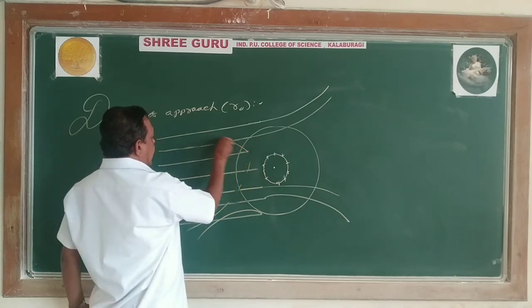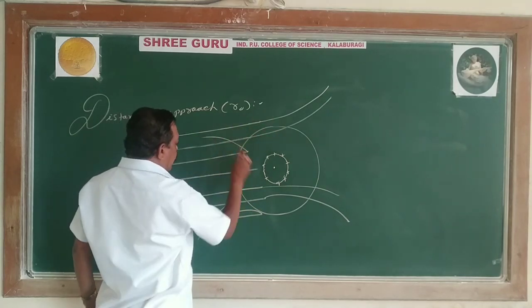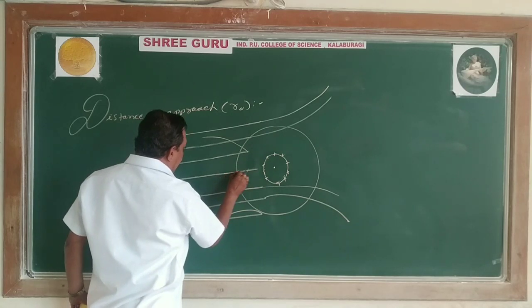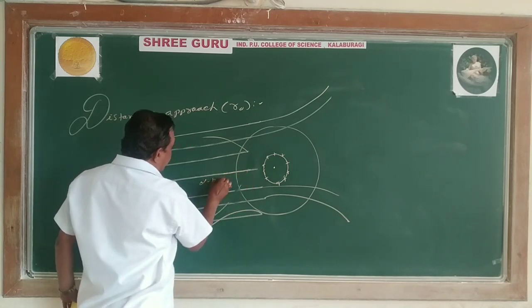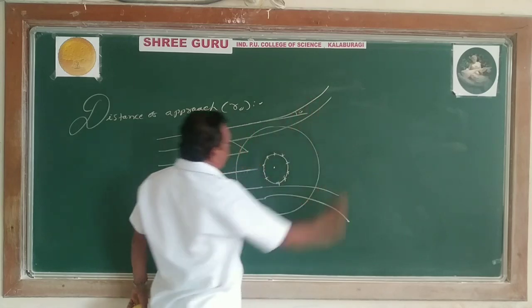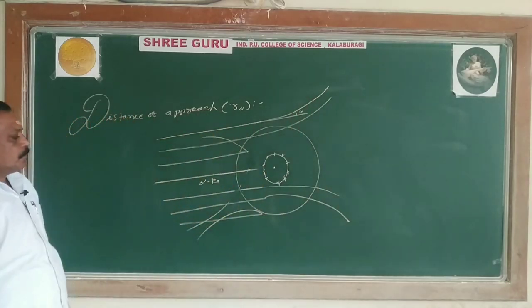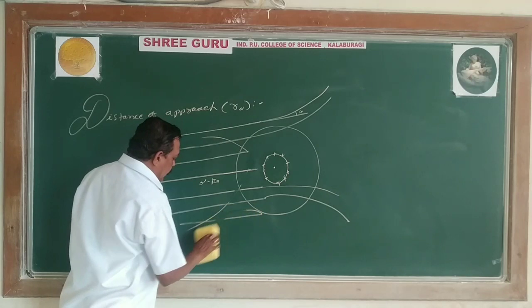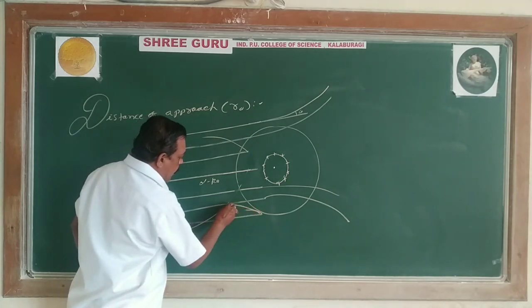This is 90 degrees. These are passing through the gold foil. This alpha particle is going straight. These are all alpha particles. It makes an angle of scattering theta. Leave the rest. Right? Take this a little higher. Right?